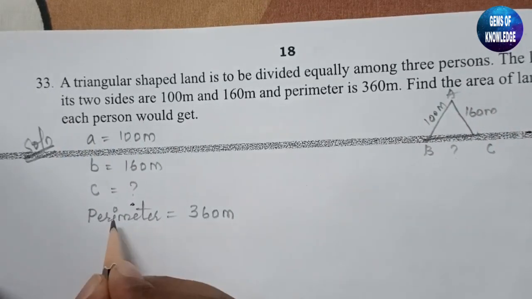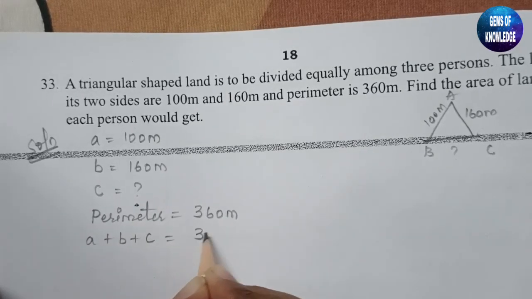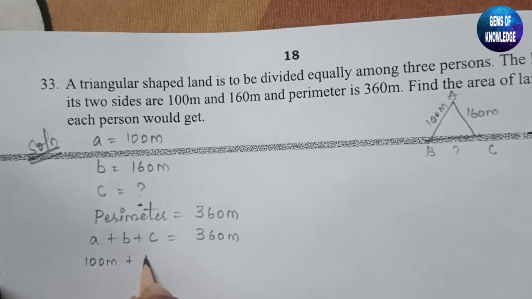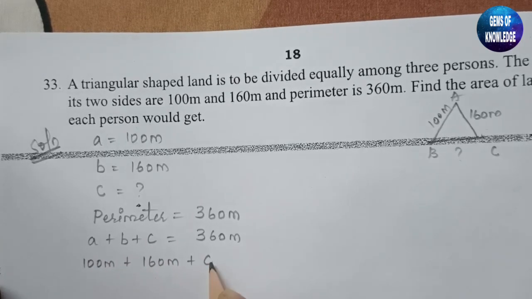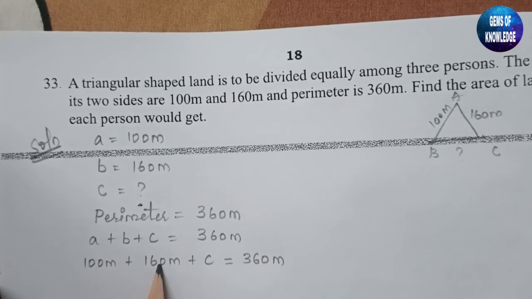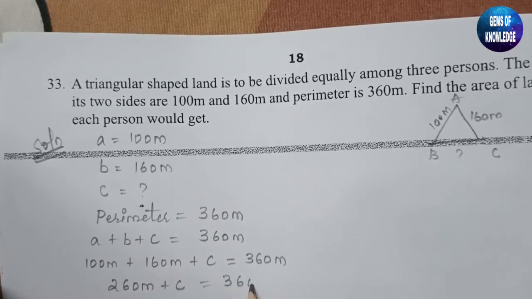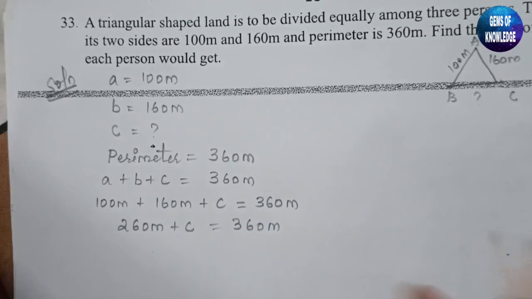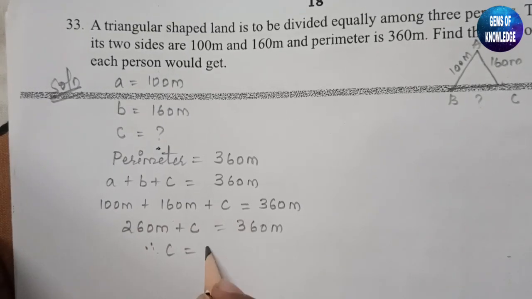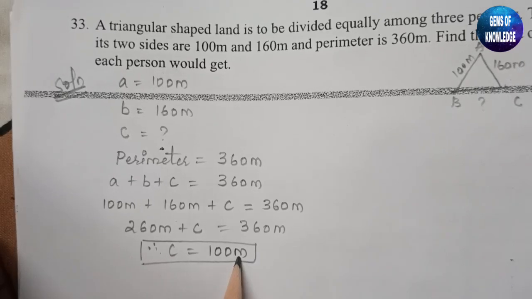So the perimeter is 360. We can write it as A plus B plus C equals 360 meter. So A is 100 meter plus B is 160 meter plus C, which we don't know, we'll keep as it is, equals 360 meter. So 100 plus 160 is 260 meter plus C equals 360 meter. Therefore C will be equal to 360 minus 260, which is 100 meter. So we got the value for C, that is 100 meter.